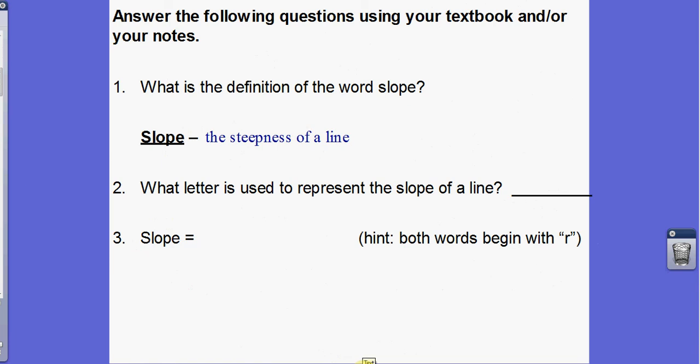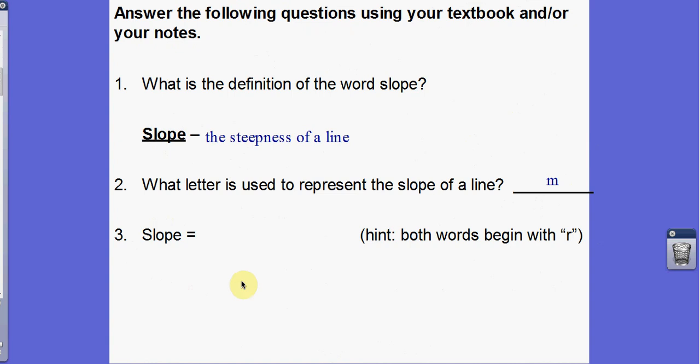We talked about how slope is something you think of when you're thinking about like a hill or a roof or maybe even a road. Anything that has some kind of steepness to it, some kind of grade. So the slope is the steepness of a line. We use the letter M for slope in mathematical formulas, and we commonly think of slope as rise over run. So those are some things that we need to know here.